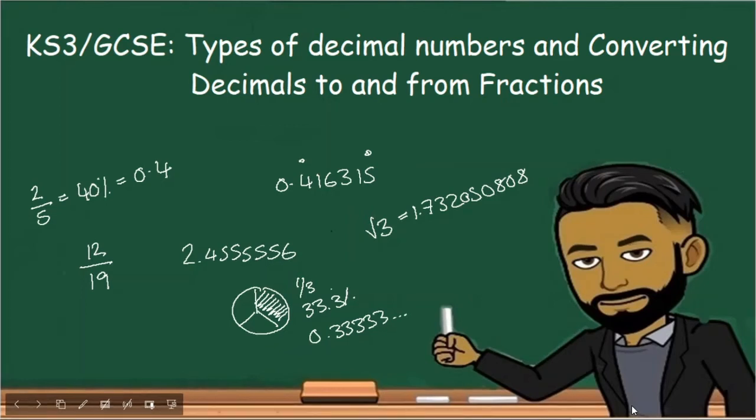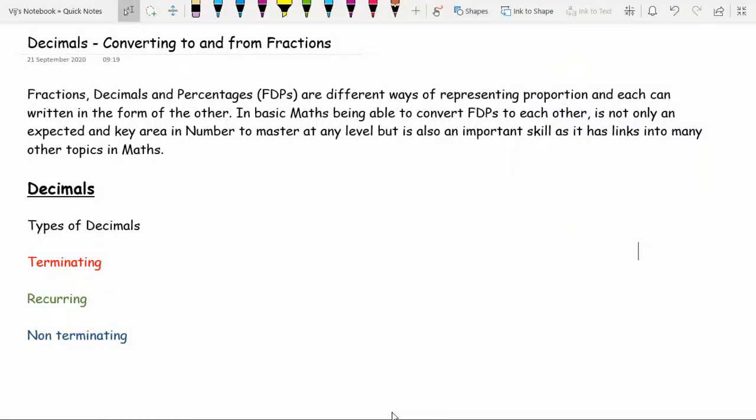So in this video we'll be going through all the types of decimal numbers you can have and showing you how to convert decimals into fractions and fractions into decimals. So, decimals converting to and from fractions. Fractions, decimals, percentages, also known as FDPs, are different ways of representing proportion, and each can be written in the form of the other.